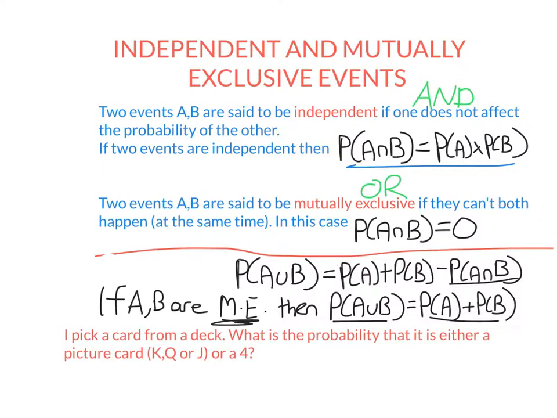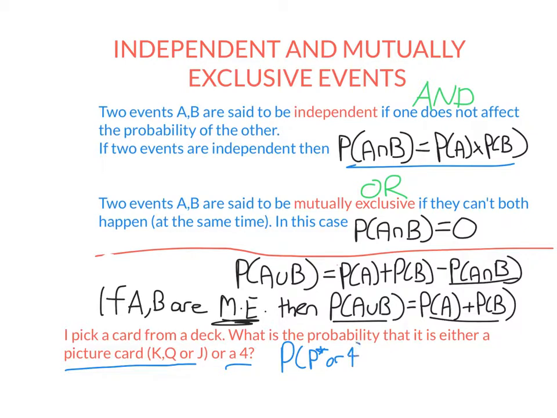So let's say I randomly pick a card from a deck. What's the probability it's either a picture card or a 4? So we have two events here: picture card, which means king, queen, or jack, or a 4. These two events are mutually exclusive. They can't both happen at the same time. If you pick a card from a deck, it can't be a 4 and also a picture card. It can't be both.